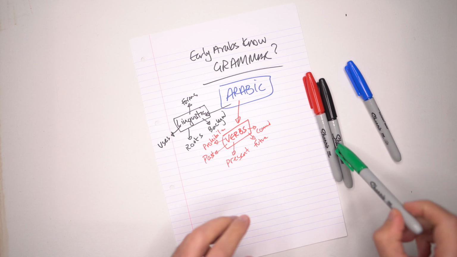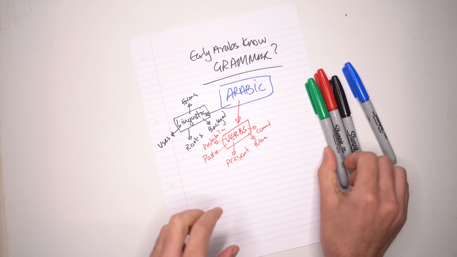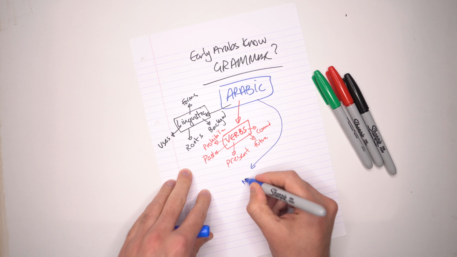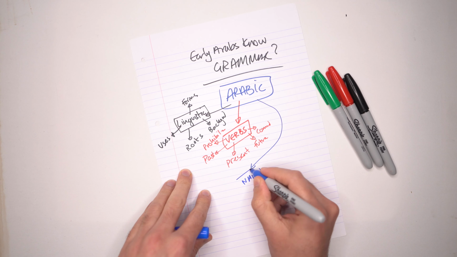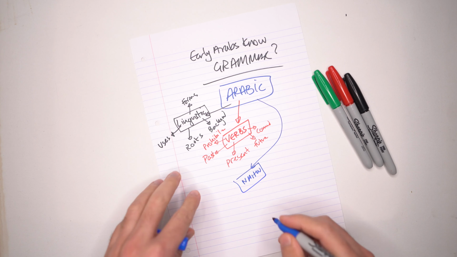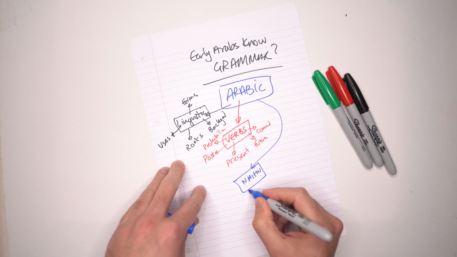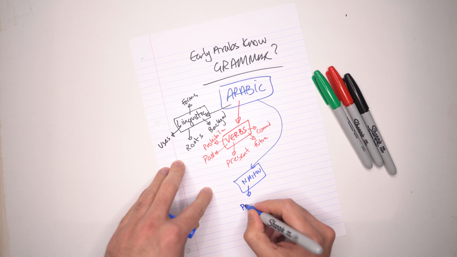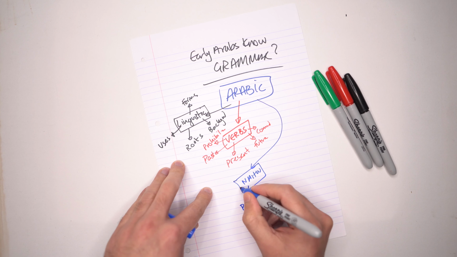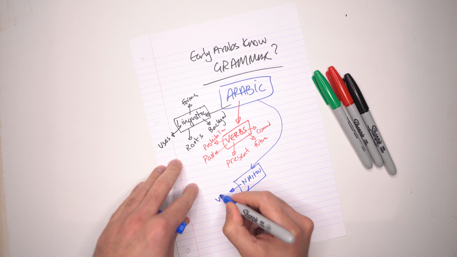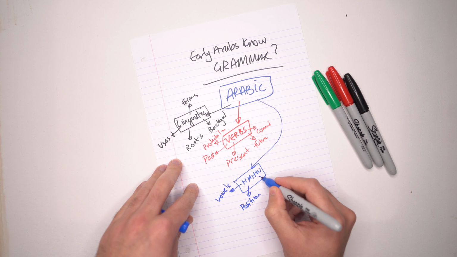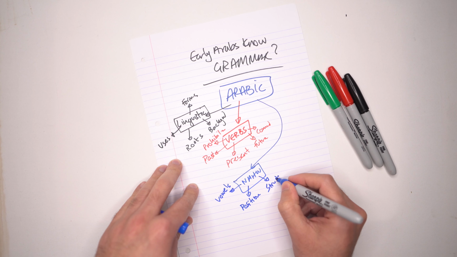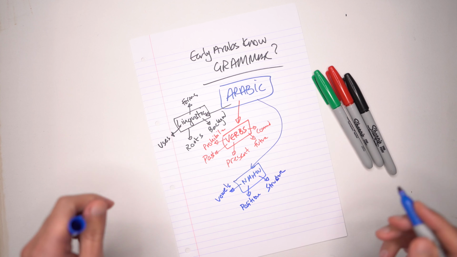Then you have something known as nahu. This is to do with grammar. To put it simply, you want to find out the position of the word in a sentence, the vowels, the structure of a sentence, and so forth.